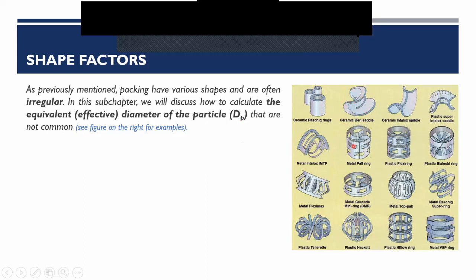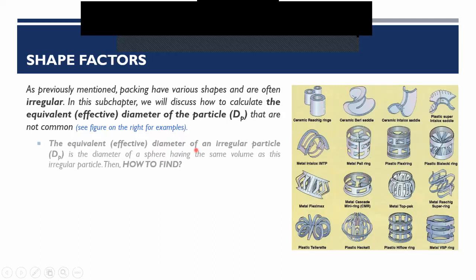It's difficult, right? Or like this, the metal Pall ring, how do you calculate the surface area or the volume? It's difficult. So in this subchapter, we will discuss how to calculate the equivalent or effective diameter of the particle so that we can find the dP, which is often used in the calculation of Re_p, or the Reynolds number in packed beds.